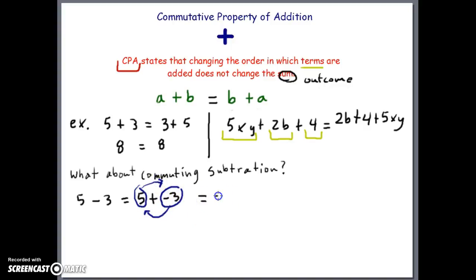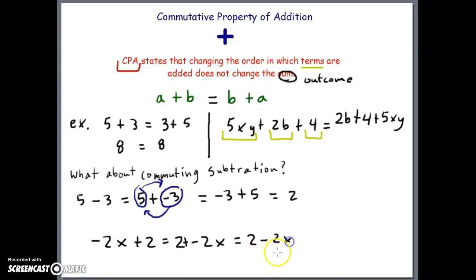So we can say this is the same thing as negative 3 plus 5. The 5 is still positive, and the 3 is still negative 3. So we haven't changed the value of anything, and this is still going to equal positive 2, right? 5 minus 3 is 2. Negative 3 plus 5 is also 2. So it's all the same, right? And the same is true when we have variables. So if we had negative 2x plus 2, we can take this plus 2 and commute it in front of the negative 2x. We can just say minus 2x, right? Or plus a negative 2x is the same thing as 2 minus 2x.